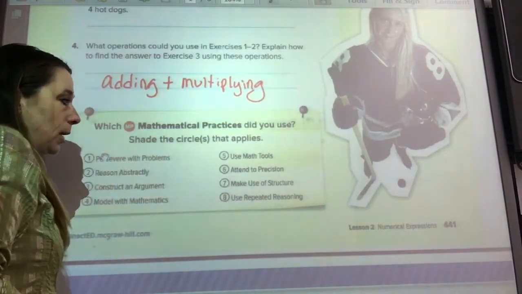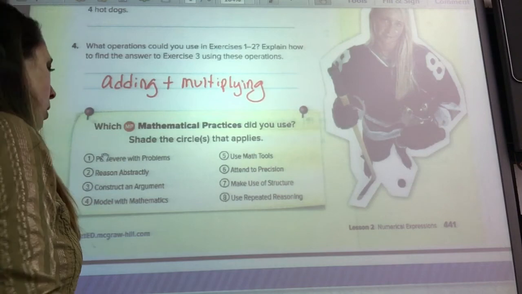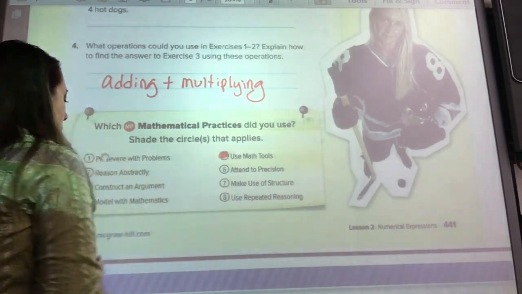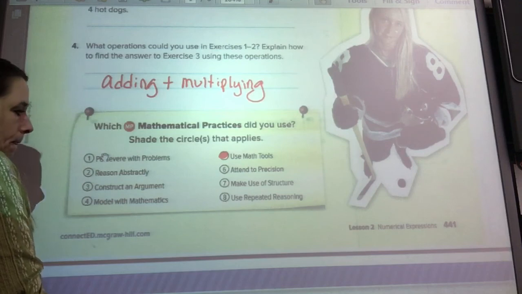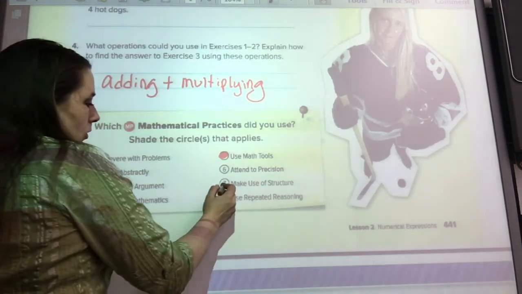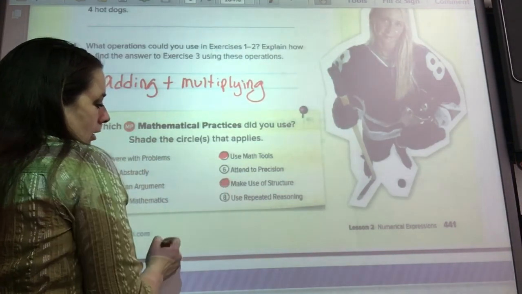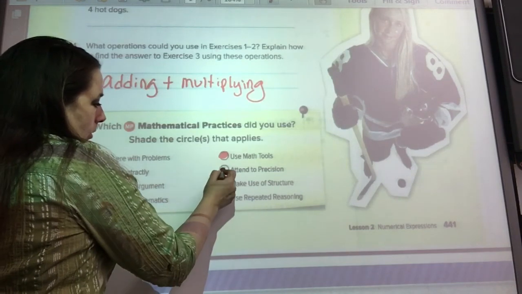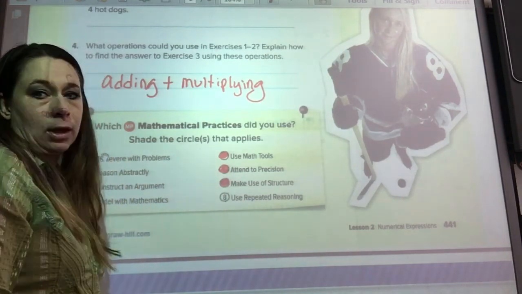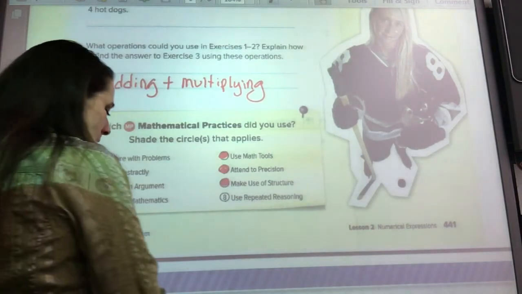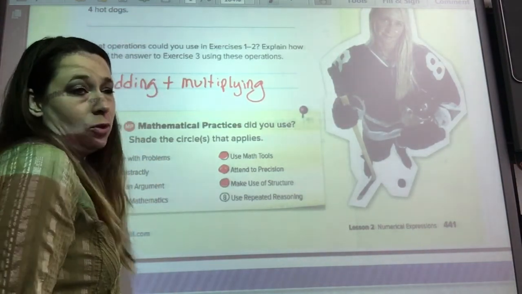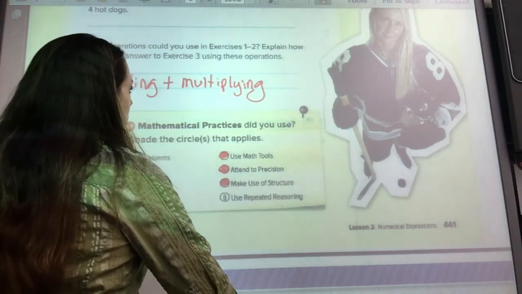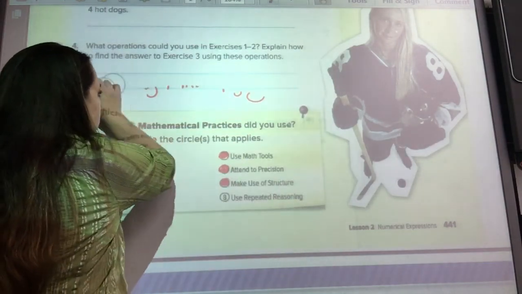And what mathematical practices did we use? Definitely we used our math tools. I don't think there was a lot of persevering with that, honestly. I guess we could say we made use of structure, because we had to make use of what they had. And attend to precision, because if we don't multiply and add right, we're going to have the wrong amount of money, right? I don't think really using repeated reasoning. I mean, I guess you could if you're saying adding 2 plus 2 plus 2, but it's up to you. If you want to circle that one, feel free to.